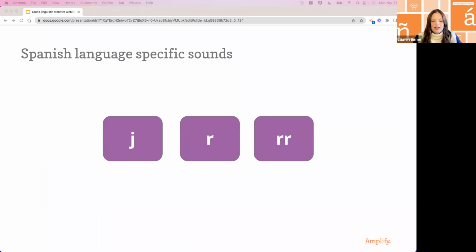We have the first sound as in jota. We have R and doble R, right? Those are all sounds that are unique to the Spanish language, and there really isn't a companion in the English language.